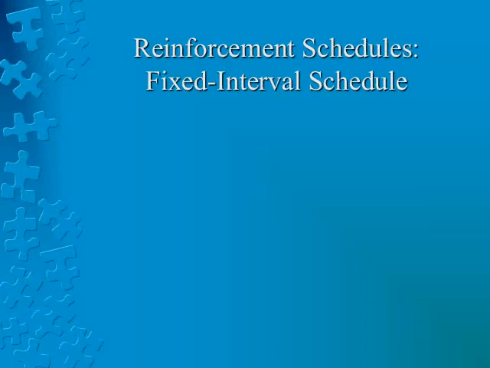Next, we have a fixed interval schedule. Now, we've talked about fixed ratio schedules before. We're switching over to something a little bit different now. Instead of manipulating the number of times that a behavior has to occur, we're going to manipulate the amount of time that takes place in between reinforcements. Here's what this looks like.